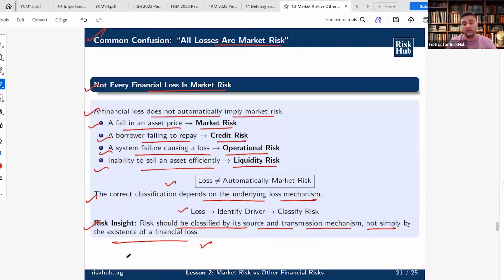Loss is not automatically equal to market risk. Loss leads to identify driver, which leads to classify risk. The order is fixed. Find what caused the loss first. Assign the category second. The error comes from reversing the two because the loss shows up in the same place, the profit and loss, whatever caused it, right?